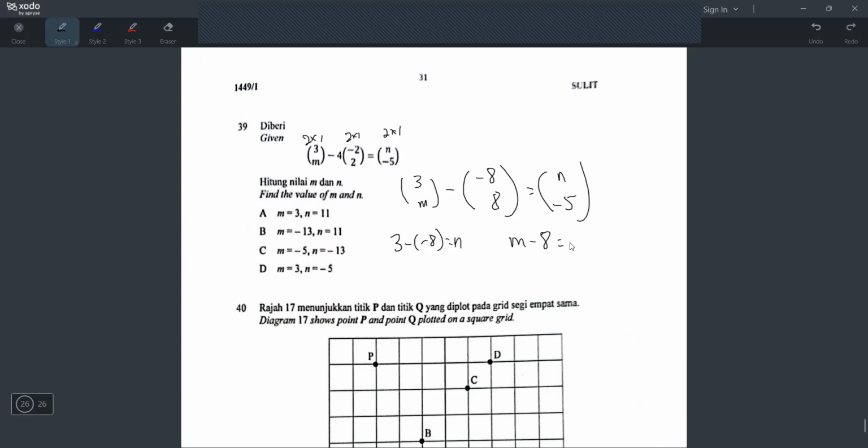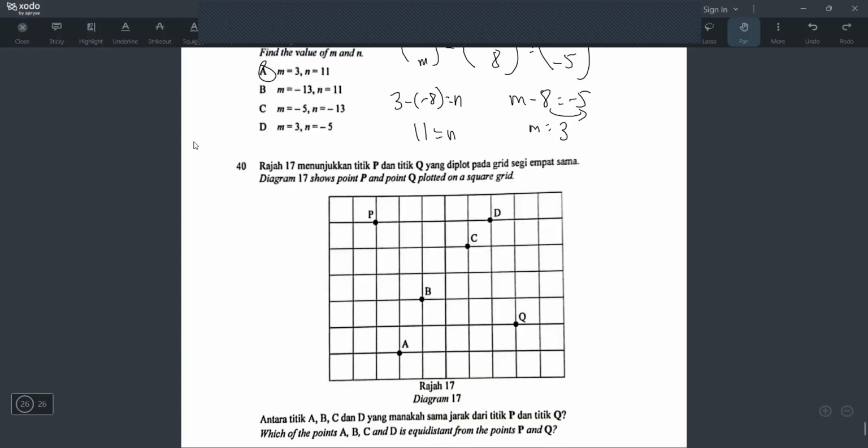So m minus 8 equals -5. So here will be n. 3 minus -8 is 3 plus 8, so 11. And then m, it will be -8, move there, become +8. -5 plus 8, if you use calculator, you get 3. So the answer is A. All right. So that's all.